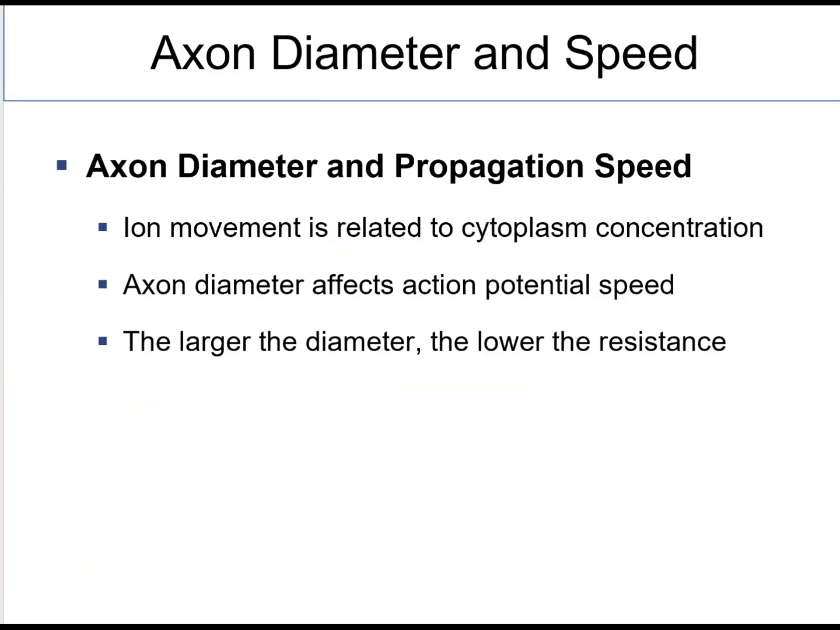So the myelination increases the speed of nerve impulse conduction. Another thing that affects it is the axon diameter. So we know that we have this flow of ions, right? We're depolarizing, they're moving, and we know that if you have a larger diameter, you have less resistance. So what that means is that the action potential will travel faster in a larger diameter axon than a smaller.